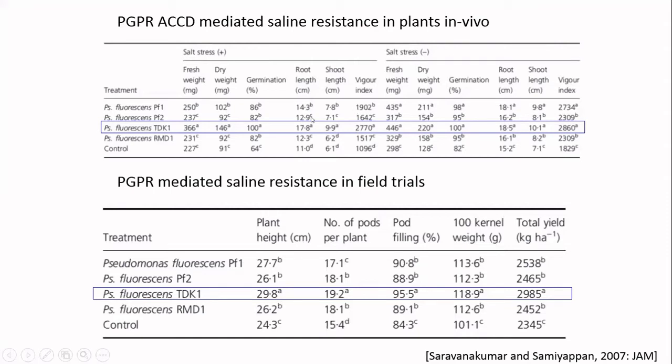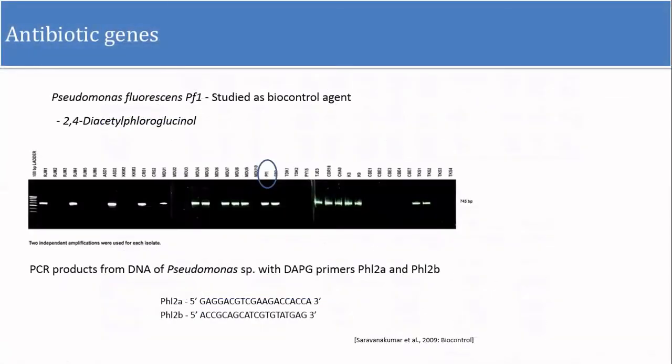Whereas in the case of the other microorganisms which do not have ACC deaminase, but have other growth promoting properties and antibiotic genes, they do not have that particular gene. It indicates that ACC deaminase could be the reason for promoting growth under stress conditions. So with respect to growth promoting genes, these two are the major ones.